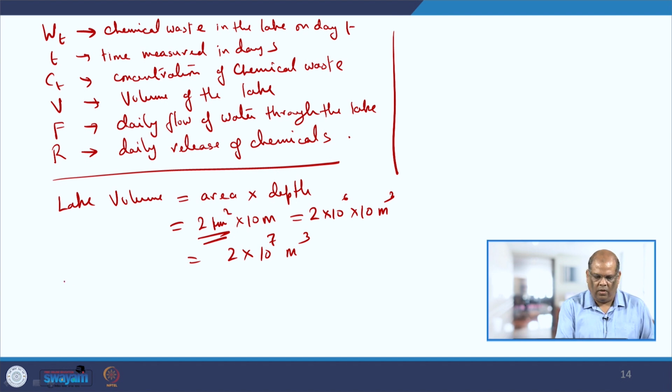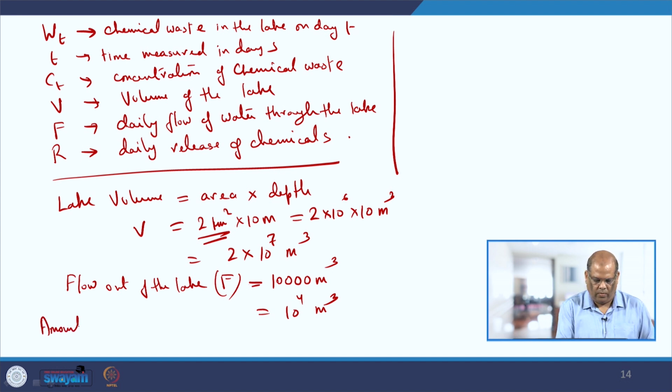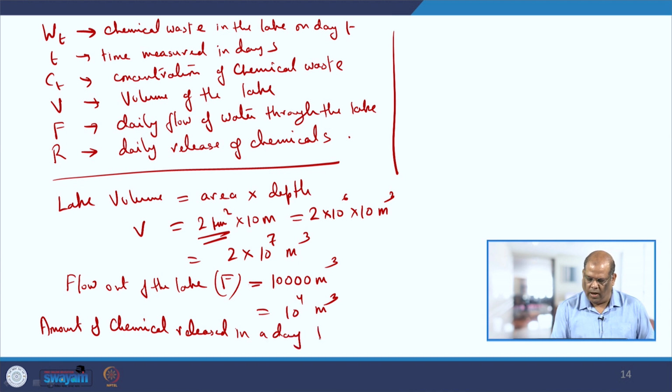Next is the flow through the lake or out of the lake. That is, the water is flowing in and going out. What is that flow? Denoted by F. So, that F is given to be 10,000 meter cube, which is 10 to the power 4 meter cube. And amount of chemical released in a day, we denote it by R, and it is 100 kg.